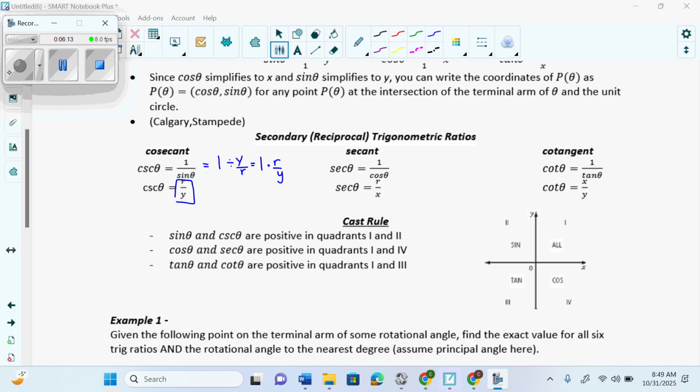So, what CAST tells us, or all students take calculus tells us, is where that trig ratio is positive. So all of them are positive here. Sine's positive here, tan's positive here, cos is positive here. Do you understand why, though? You actually don't need CAST to know where they're positive. Because if you think about it, everything's positive here, because what are your coordinates in the first quadrant? Positive.